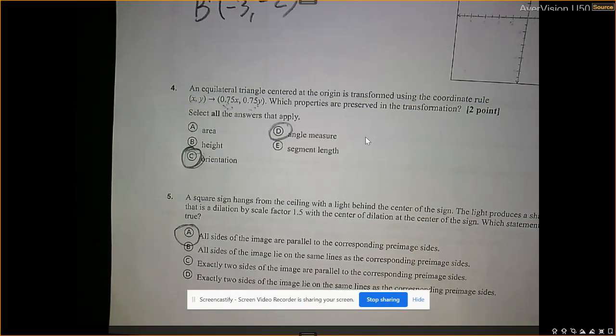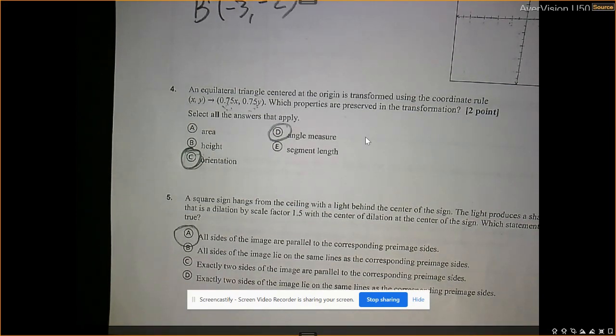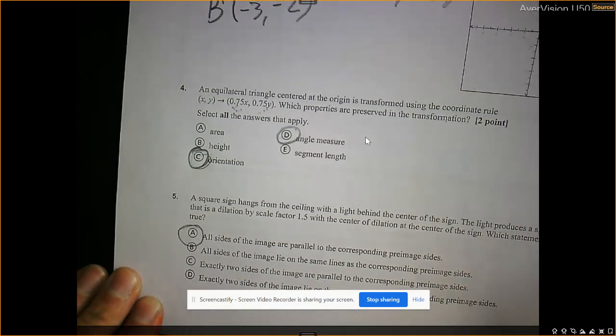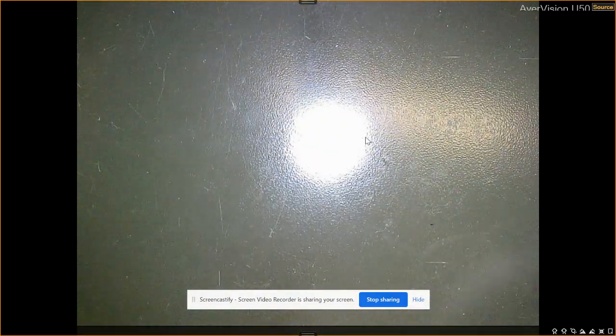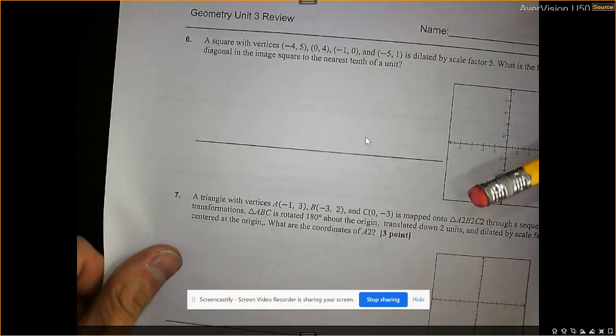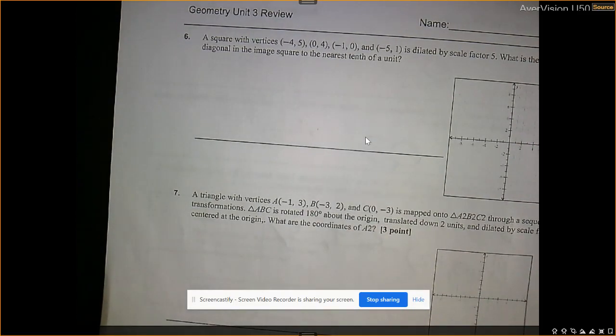So think about each of those. I'm not going to spend a whole lot of time on that one. If you need further explanation on that one, ask about it in class. Moving on. Number 6 is where we're at now.